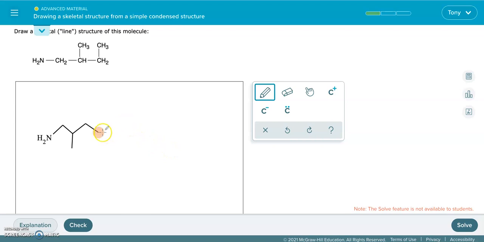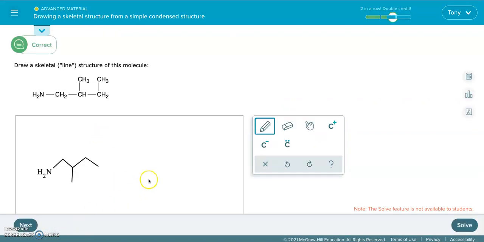The take-home message is we want to make sure that each time there's a bend, that represents a carbon. The end of the chains also represent a carbon as well. So we'll go ahead and check that, and we've got it right.